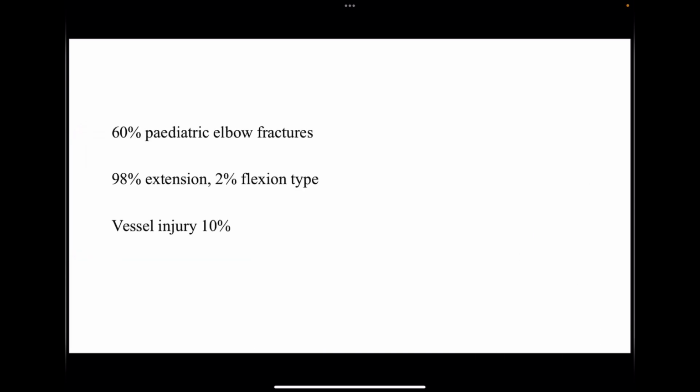So this is what we have discussed. Nearly 60% of the elbow injury in pediatric orthopedics are supracondylar humerus fractures, 98% are extension type, and only 2%, that is very rare, flexion type injuries and vessel injury occur in 10% of these fractures.